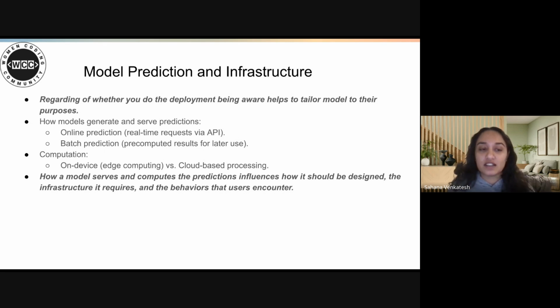And there's another classification happening here. Based on where the model computes the predictions, it can be an on-edge computation, where the model predictions happen on the devices, like imagine your mobiles or watches, etc., or cloud-based predictions.